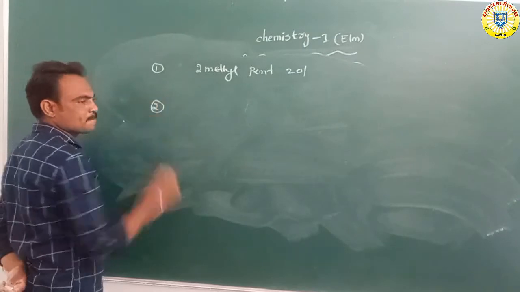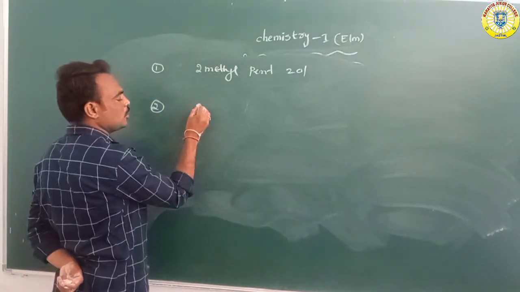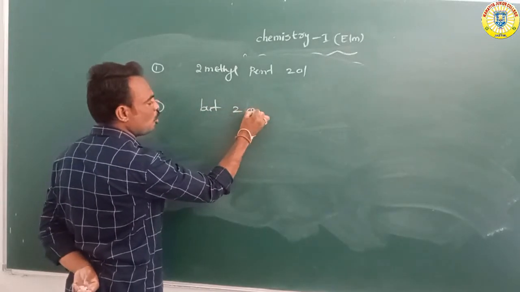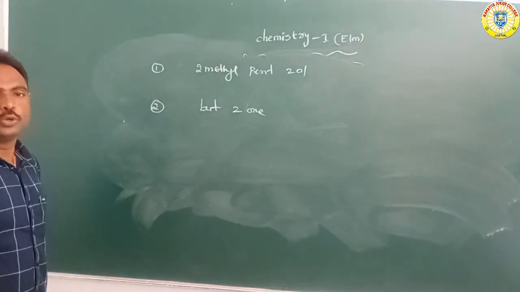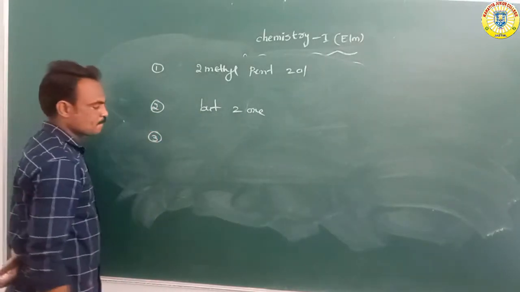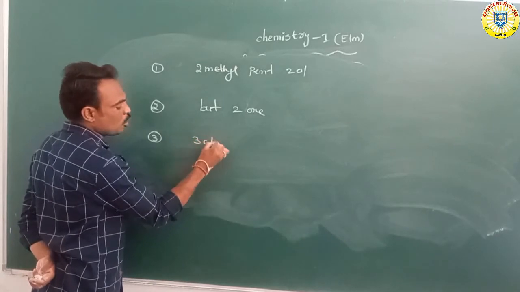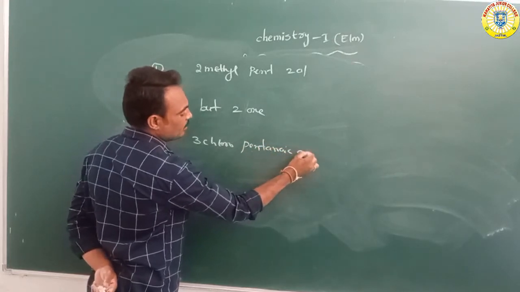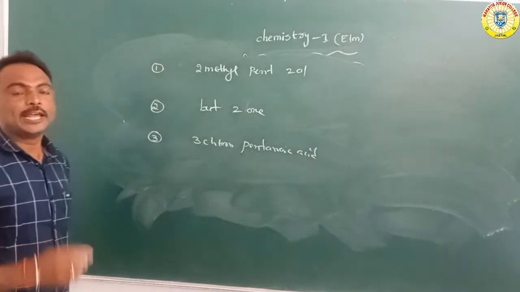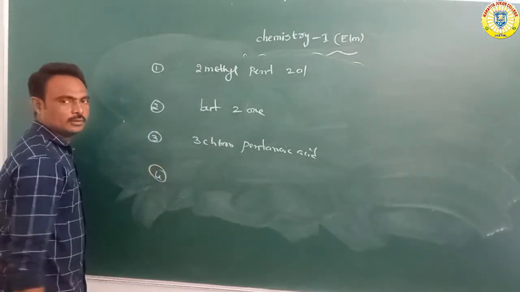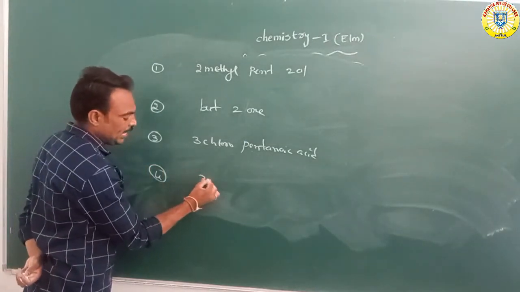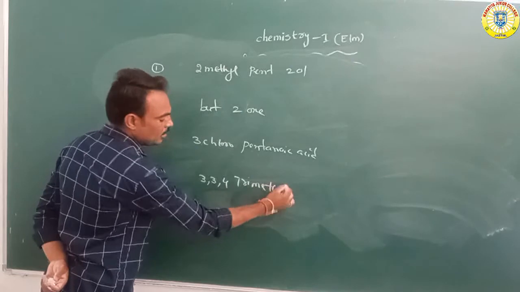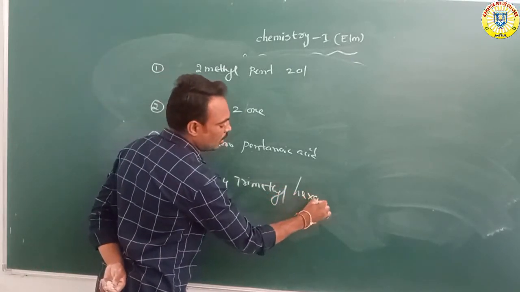Our second one, but 2-ol. The third one, 3-chloro pentanoic acid. And the fourth one, 3,4-trimethyl hexanol.